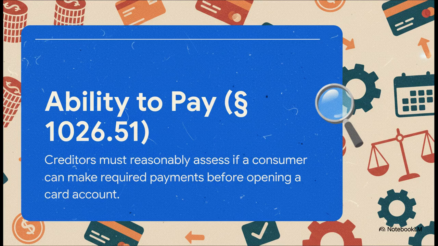This rule was a direct response to the old days of fog-and-mirror lending, where if you were breathing, you could get credit. It requires lenders to make a reasonable, good-faith check of a consumer's income and assets before they issue a card. It's a crucial safeguard against people getting buried in debt they can't handle.